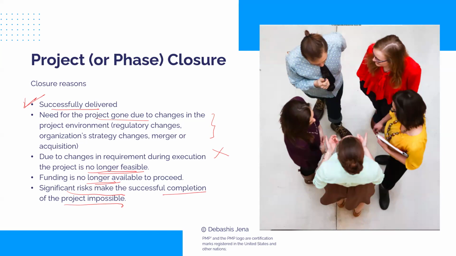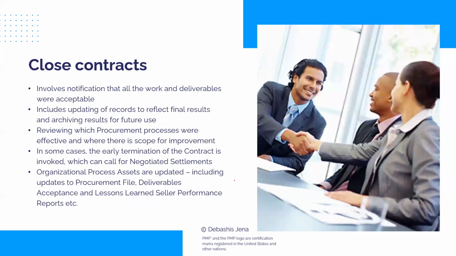We find the risk level is very, very high, and there's less probability of succeeding as compared to what we probably initially thought. The risk exposure is much, much beyond our risk tolerance, let's say. That could also be a reason why we close the project. So these are some common reasons why a project would close.